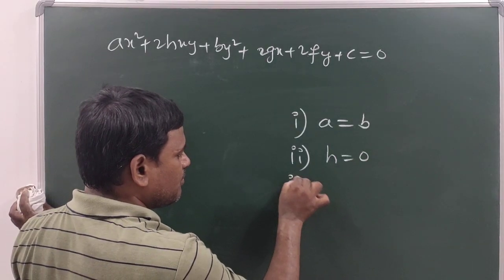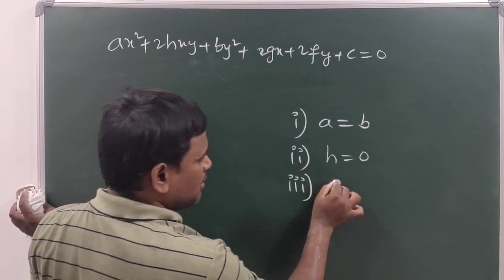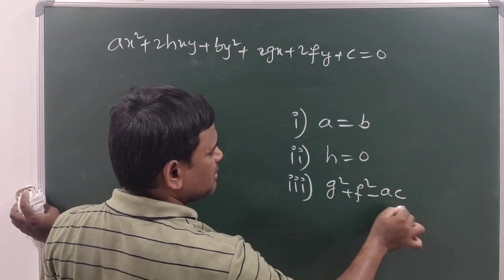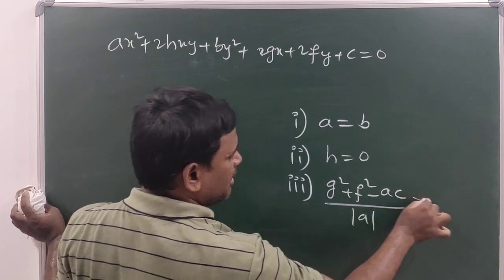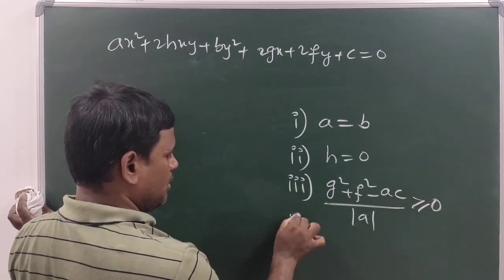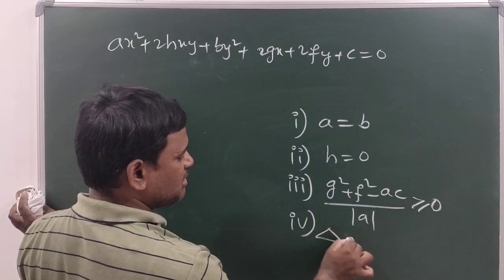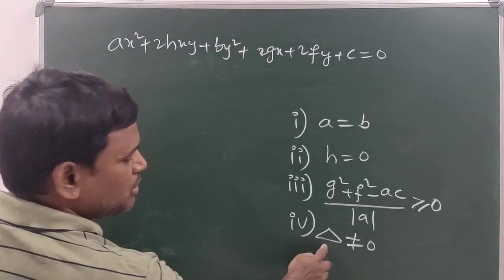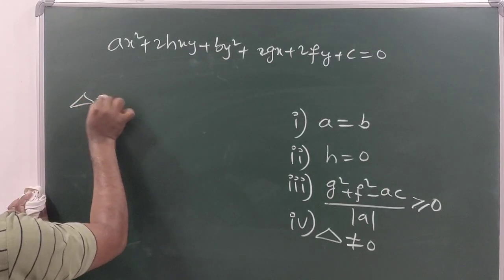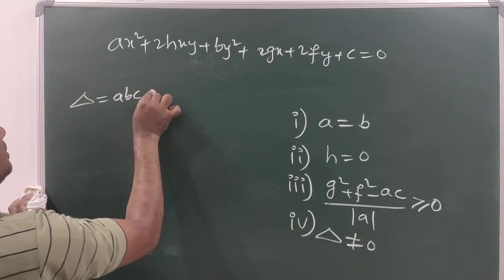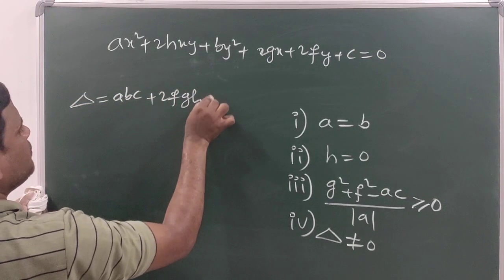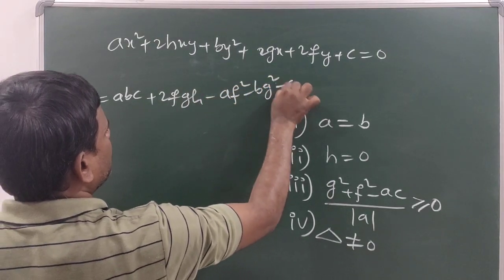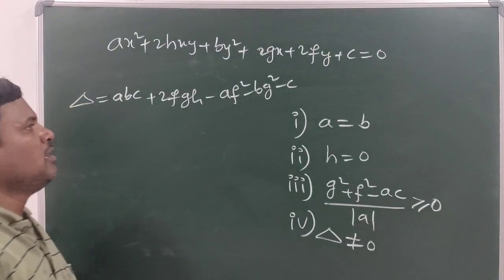And the third one, g square plus f square minus ac by mod a greater than or equal to 0. And the fourth one, discriminant value of this second degree equation should not be equal to 0. That is delta. Delta is equal to abc plus 2fgh minus af square minus bg square minus ch square.